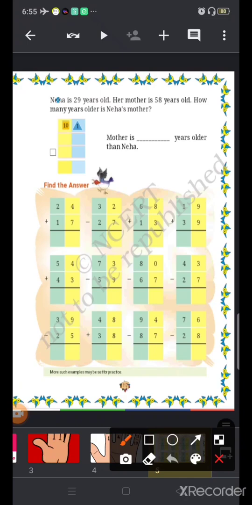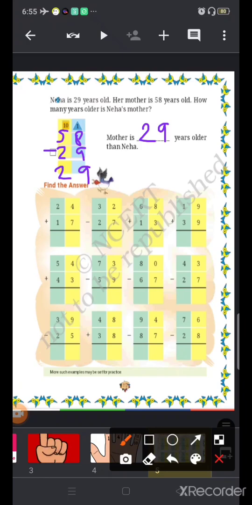Here we'll write 58. Here we'll write 29. Here we'll put the sign of subtraction, and then we'll write 29. And here also we'll write 29. Mother is 29 years older than Neha. Okay, now let's move on.